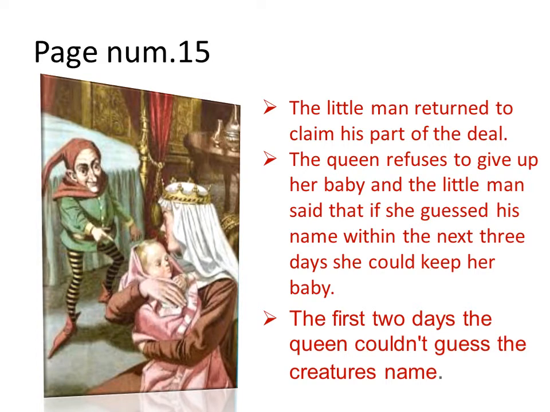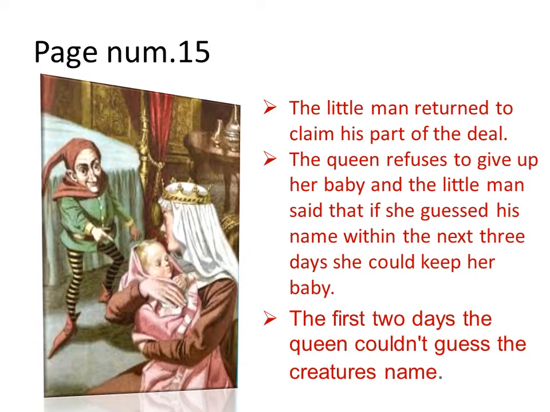Please look at page number 15. Now you can see a picture of a little man and the queen, and he is asking for the queen's daughter. So the little man returned to claim his part of the deal. He returned to take what he needed. The queen refuses to give up the baby, and the little man said that if she guessed his name within the next 3 days, she could keep her baby. So this is how he told her.